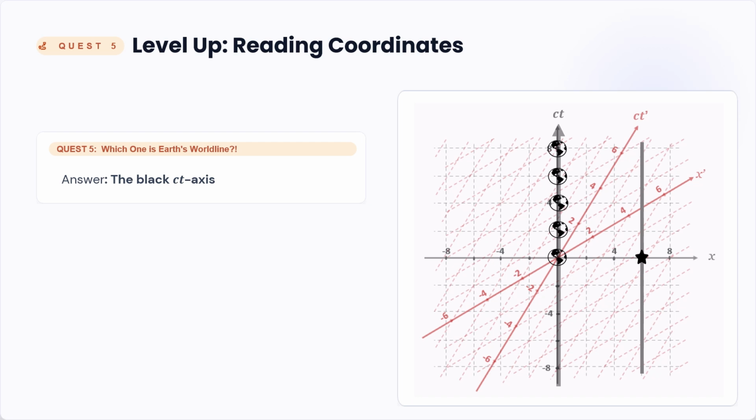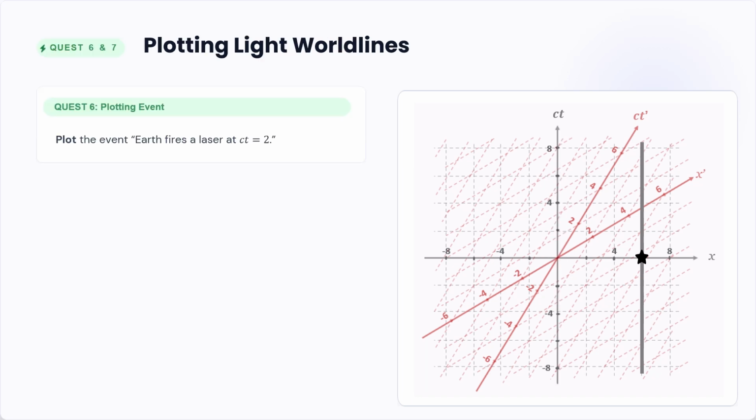Outstanding! You cleared all 5 quests and completely mastered both map reading skills and the concept of world lines. Your player skill has leveled up immensely. All right, welcome to the final stage. Time to activate Treasure 3, the skill to plot on the map with your own hands. First, Quest 6. Your mission is to plot an event point.